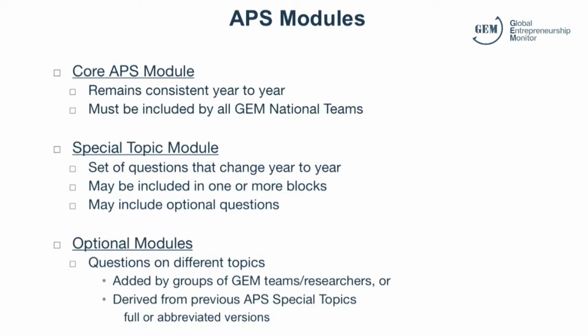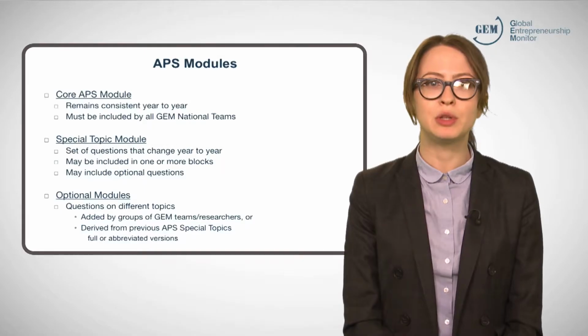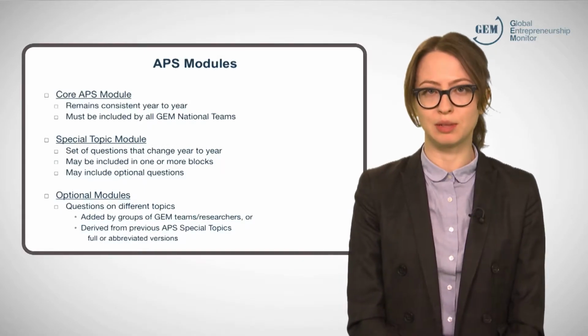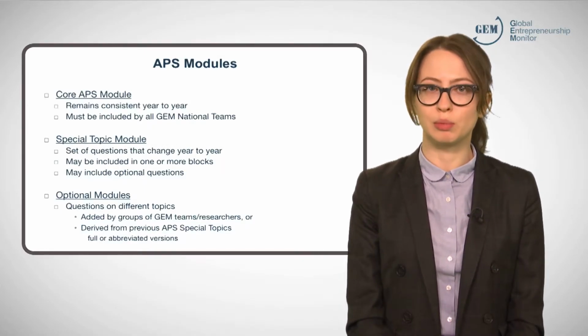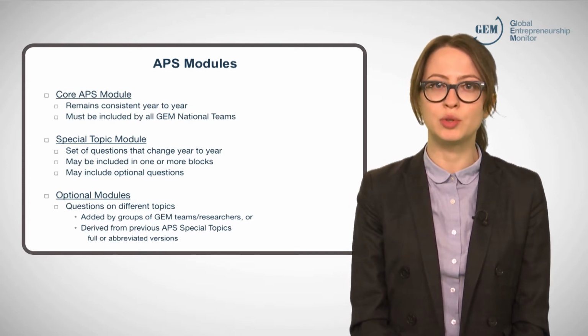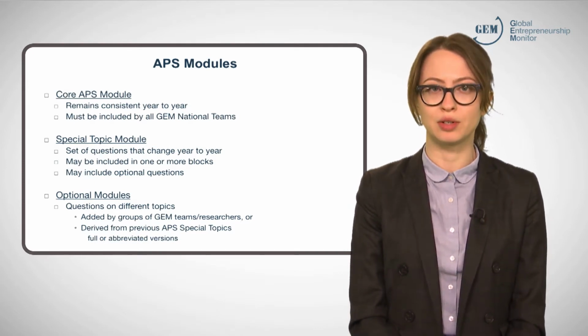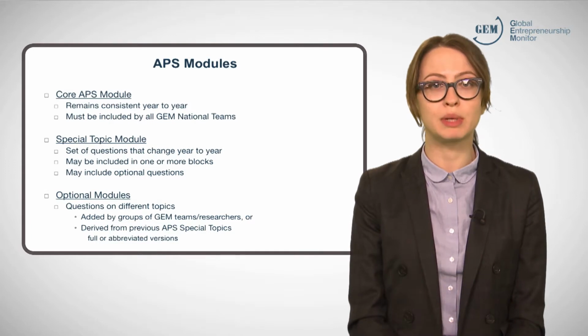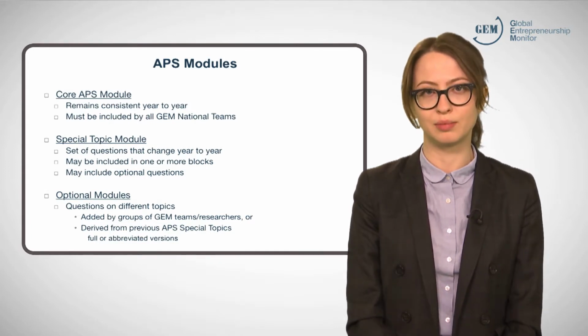The APS is also comprised of different modules. The core APS module refers to the group of mandatory questions which do not change from year to year and must be included in the survey by all national teams. These are scattered throughout the blocks, and data from these questions are used to derive our main GEM indicators, such as the Early Stage Entrepreneurship Activity Rate, or the TEA.